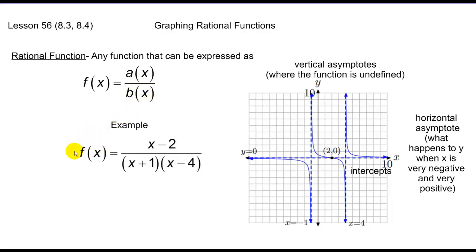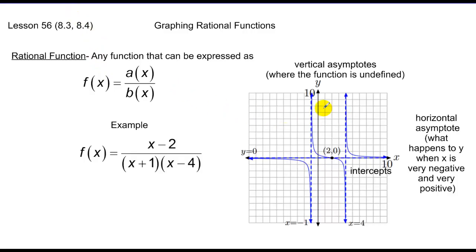And here's an example. We have f of x equal to x minus 2 over x plus 1 times x minus 4. And this is the graph that's associated with that. We're going to learn how to graph these without a calculator. Now you'll notice a couple of things here. We have these dotted vertical and a dotted horizontal line. Don't know whether you can see that or not.